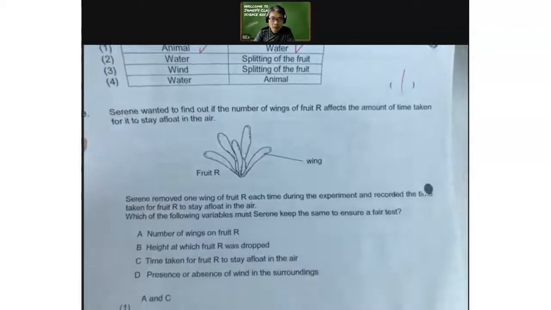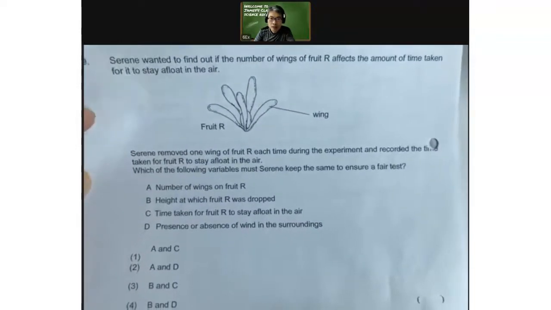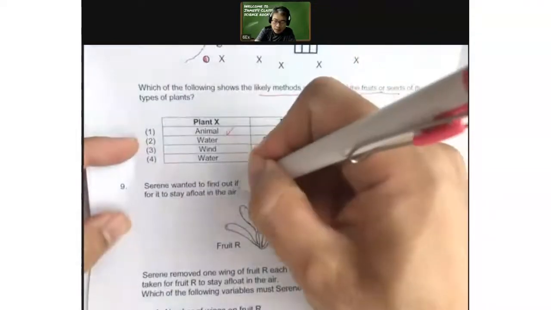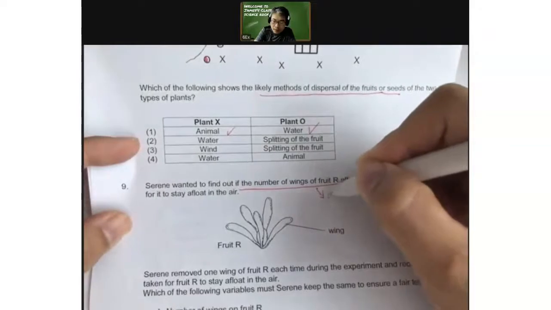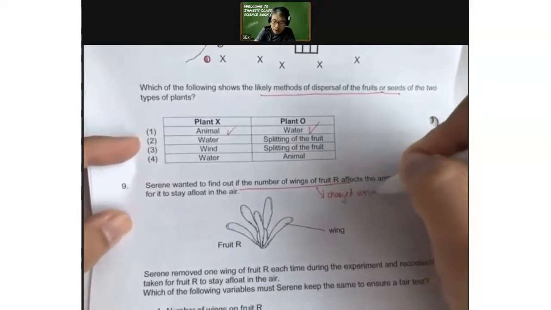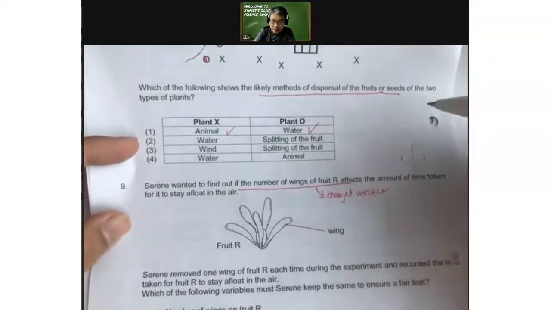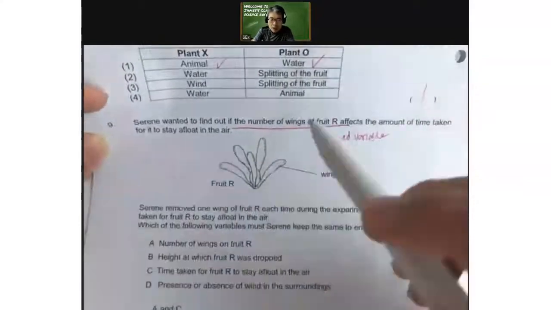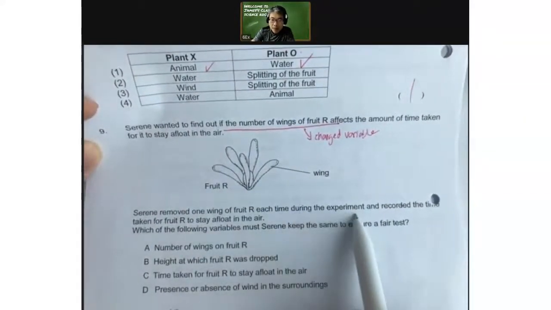Question 9. Serene wanted to find out if the number of wings of the fruits of plant R affects the amount of time taken for it to stay afloat in the air. So here, this is the number of wings of fruit R. This is the variable that you must change. This is the changed variable. You're testing this, so it must not remain the same. That's why she removed one wing of fruit R each time during the experiment.